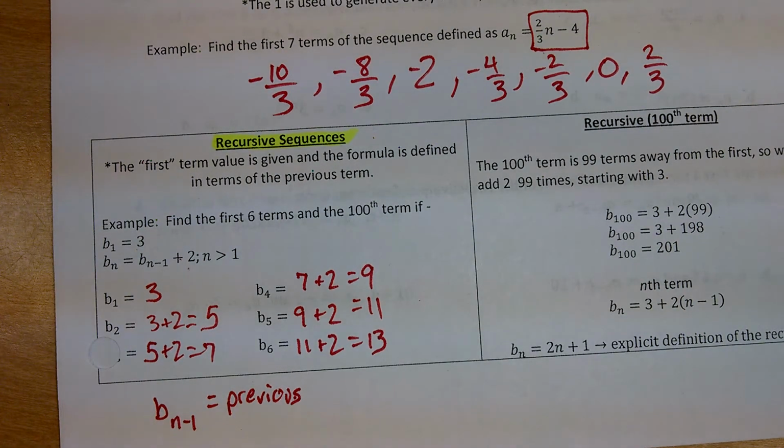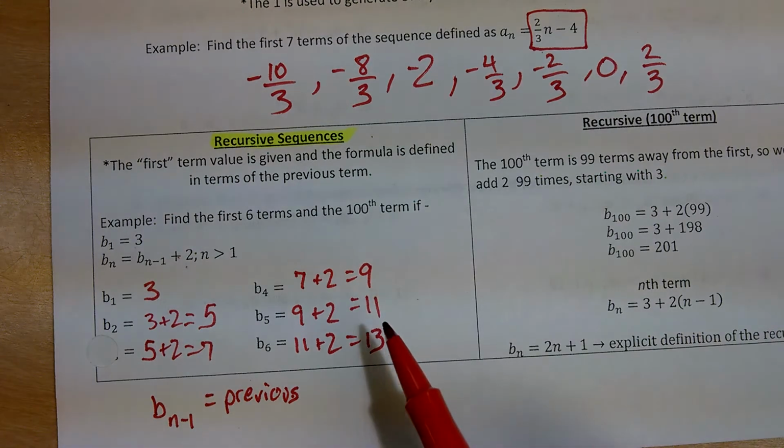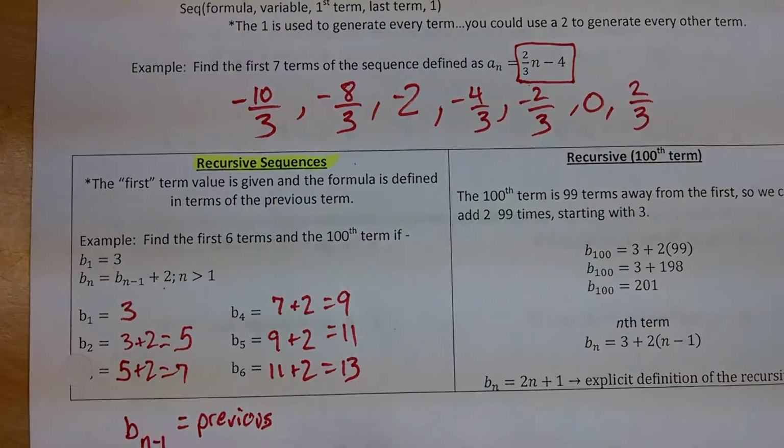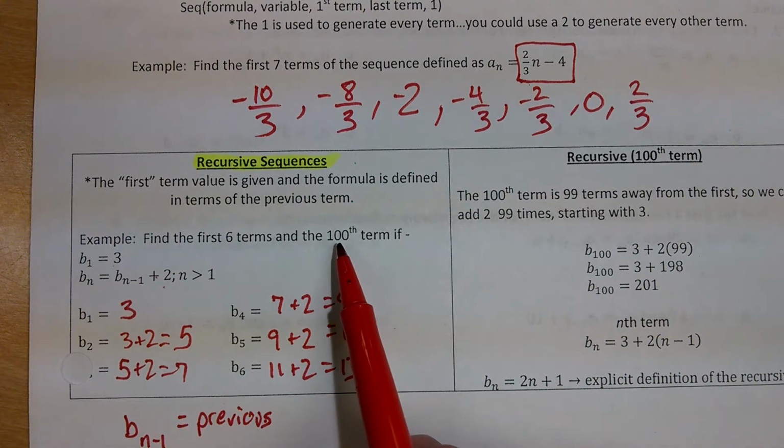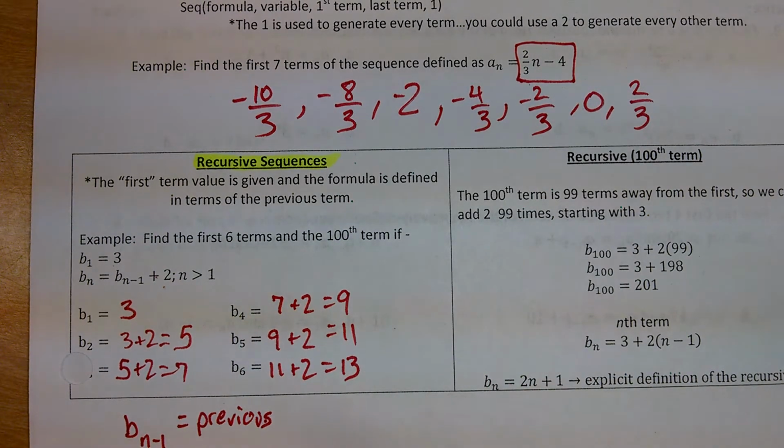Now, if we want to find the 100th term, one of the downsides of a recursive sequence is that we've got to know the previous term in order to get the next one. So if we want to know the 100th term, then we need to know the 99th term, then we need to know the 98th term, and so on. Okay, so there are some ways around it.